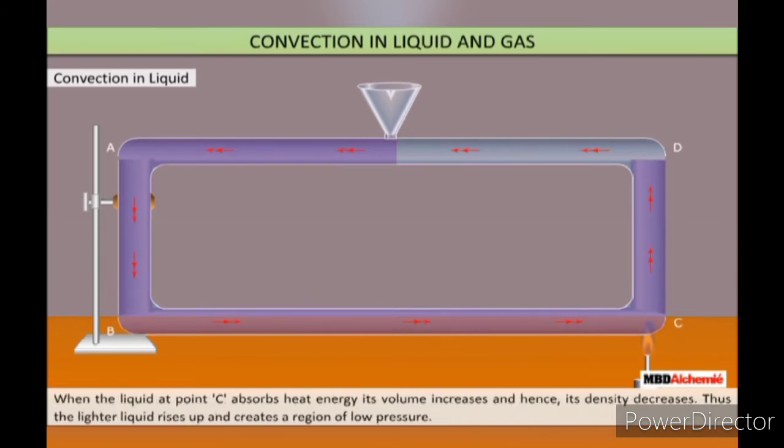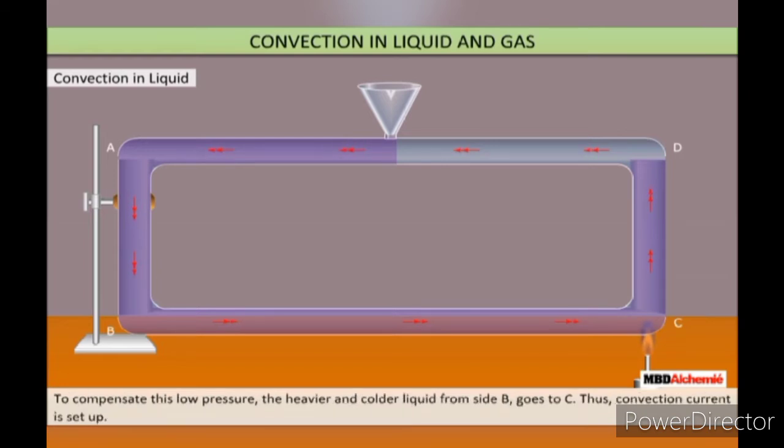When the liquid at the point C absorbs heat energy, its volume increases and hence its density decreases. Thus, the lighter liquid rises up and creates a region of low pressure. To compensate for this low pressure, the heavier or colder liquid from the side B flows to C. Thus, a convection current is set up.